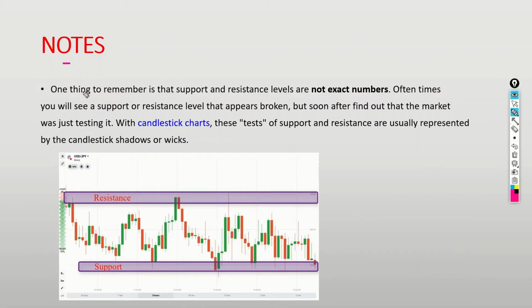So things to note about support and resistance. One thing to remember is that support and resistance levels are not exact numbers. Oftentimes, you will see a support or resistance level that appears broken, but soon after find out that the market was just testing it. So with candlestick charts, these tests of support and resistance are usually represented by the shadows or wicks. So for example, when you look at the chart here, the price goes down, goes high, goes down, goes high, goes down, like that.